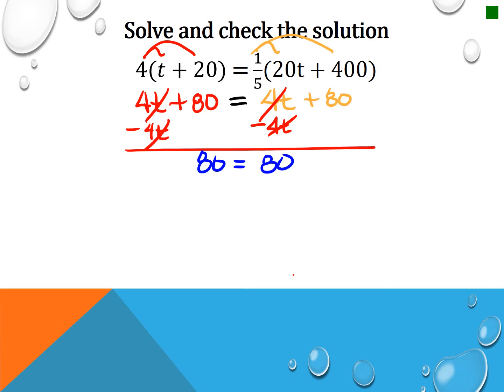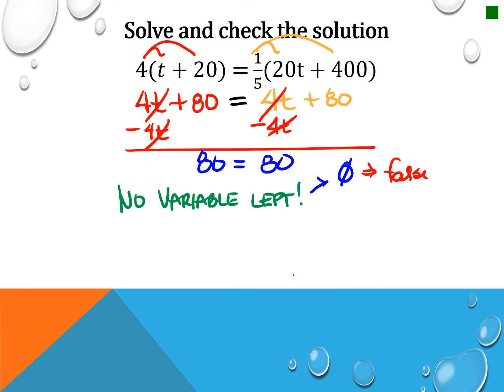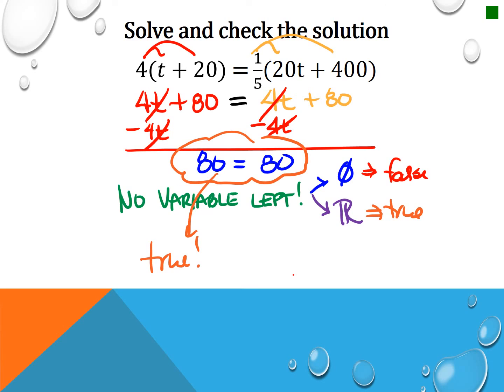Oh my gosh, guys, guess what? There's no variable left. So that means my answer is either no solution if what I have is false, or it's all real numbers if what I have is true. So my question is, does 80 equal 80? Is that true? Yuppers, that is true. Therefore, my answer is all real numbers. Every number I put in there is going to make the left side equal the right side.